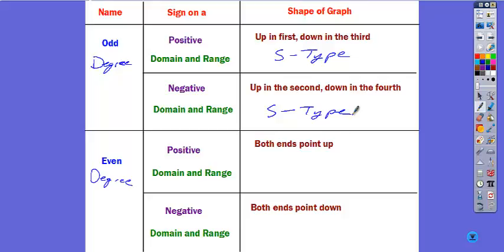What's the biggest power? Okay, if the power is odd, then you know it has to make an S. So you look at the ends. Are they pointing in the same direction or different directions, right? So if it's even, the ends have to match. Everybody okay with that? The other thing that you'll look for is the A. So for an odd, if A is positive, then it's in the first and third. If A is negative, it's in the second and fourth. For an even function, if A is positive, then both ends point up. If A is negative, then both ends point down.